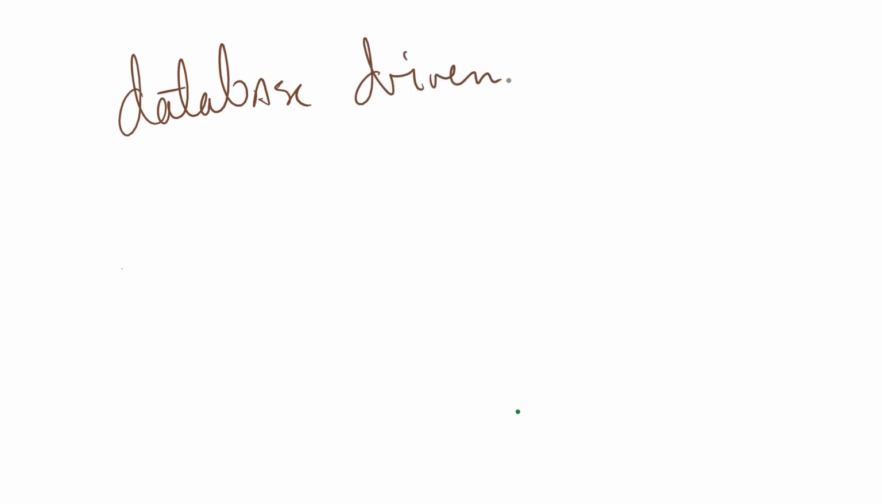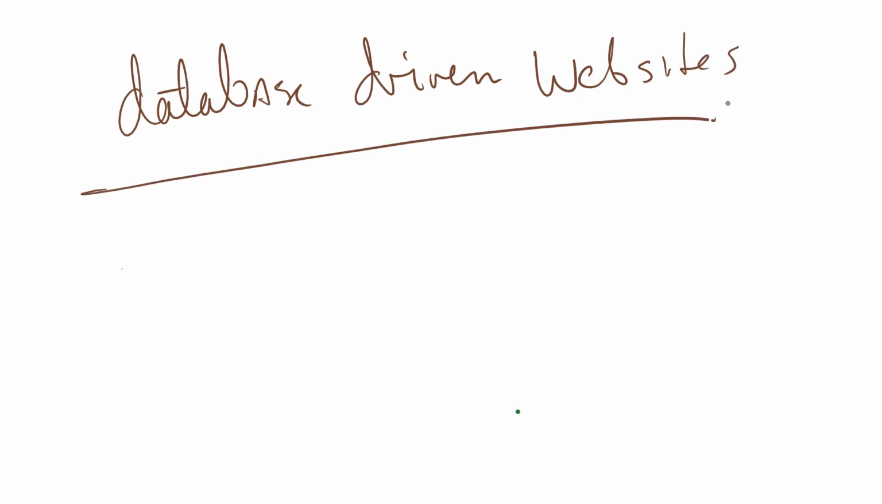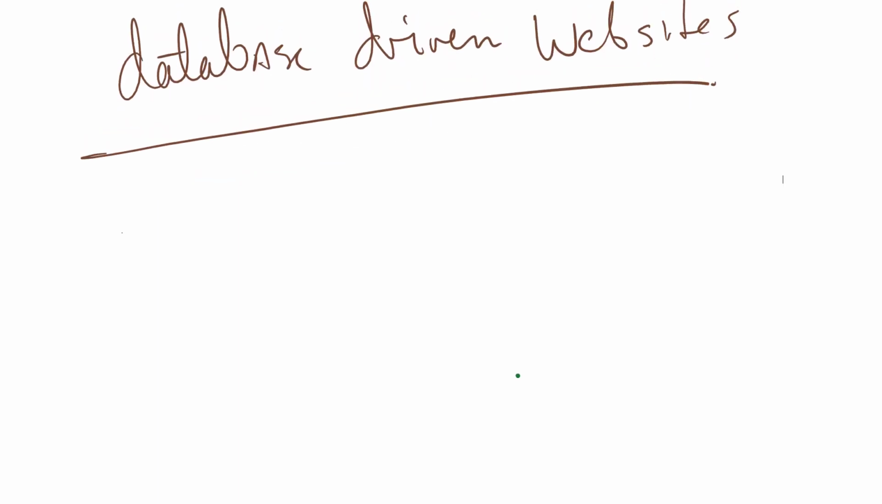Next one. Database-driven websites. This is an old term, comes from the 90s. Some of you may have heard it. Basically, these are websites where the pages are connected to databases, so the information can change over time. Sites like YouTube, Facebook, Google, your banking site, these are database-driven websites.